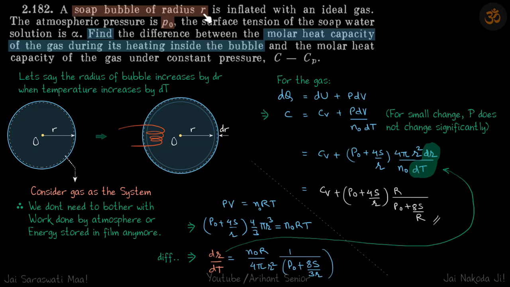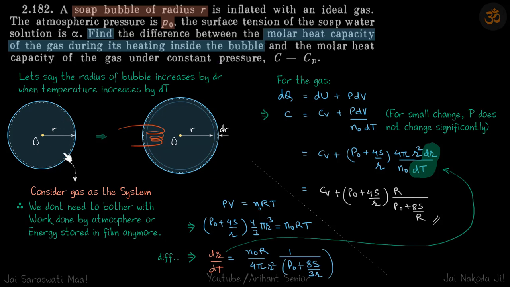We have a soap bubble of radius r that is inflated. So how can we inflate an already existing bubble without adding extra gas inside it? The hint is given in the problem itself. We need to find the molar heat capacity of the gas during its heating inside the bubble.